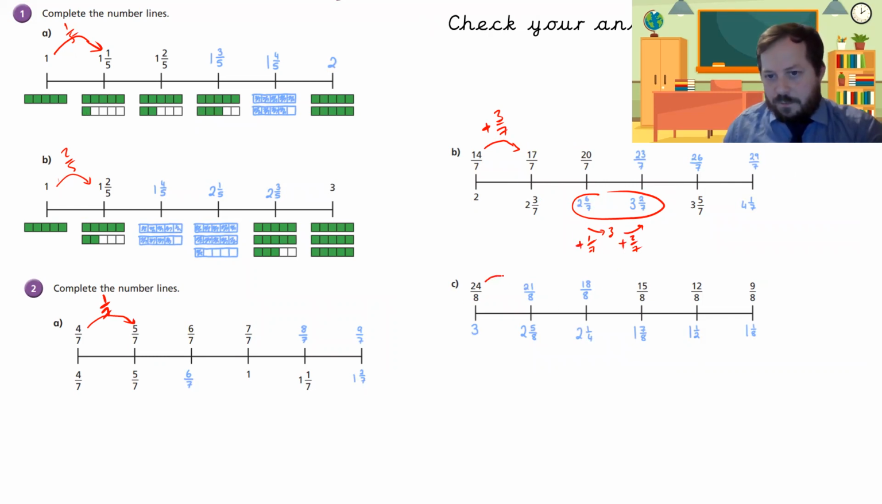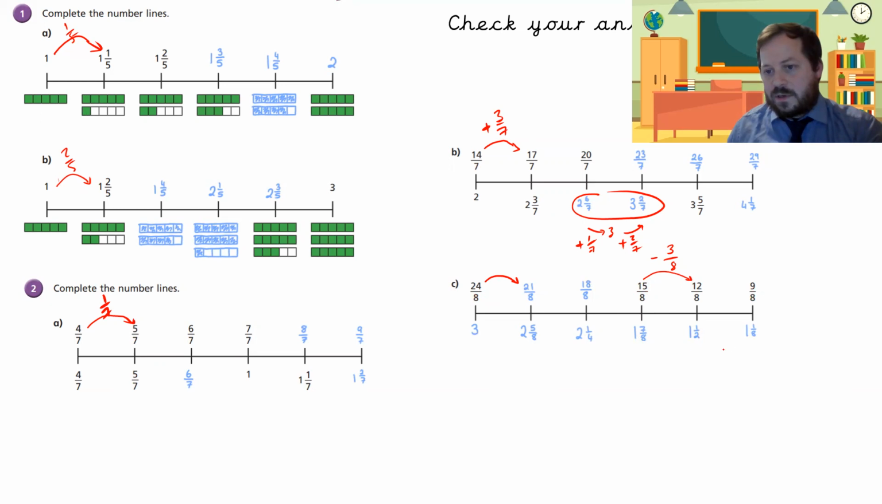Then our final one, what's happening between these two here? Well, we don't know that because this number's not there. So we have to go all the way down to here and work between two numbers that we do know. So what's our relationship between 15 and 12? Well, we're taking away some amount of eighths. And how much are we taking away? 3/8. So we go back and fill in, taking away 3/8 each time.